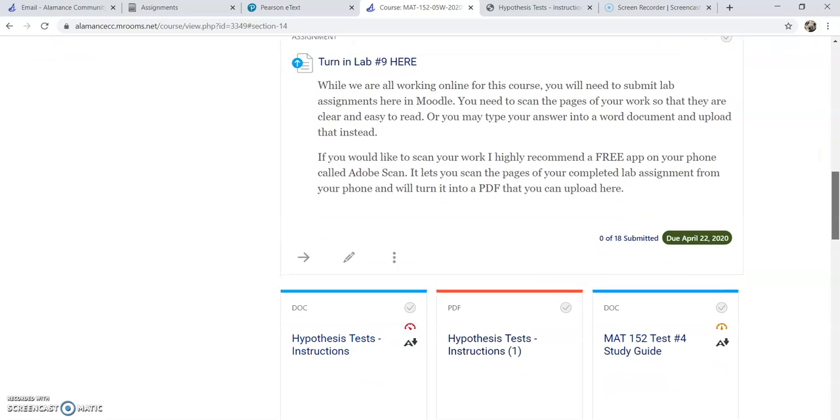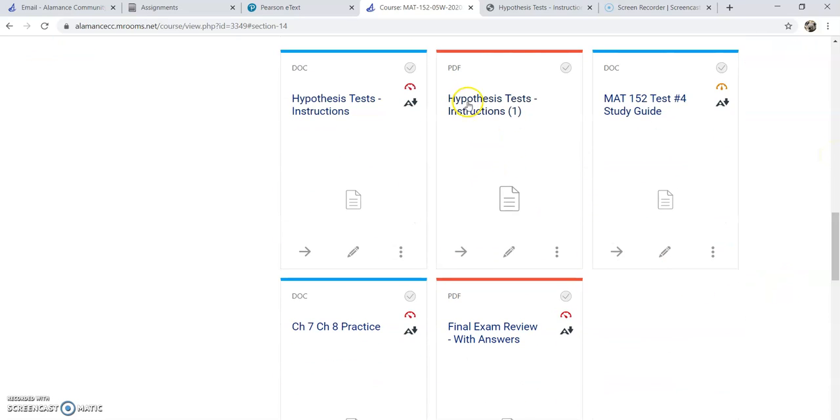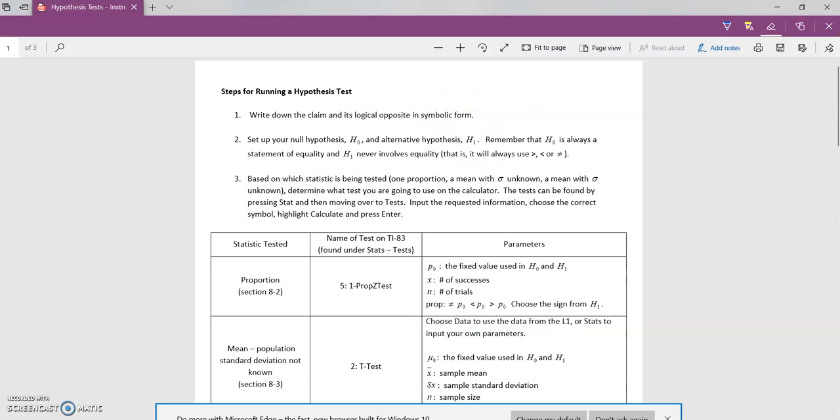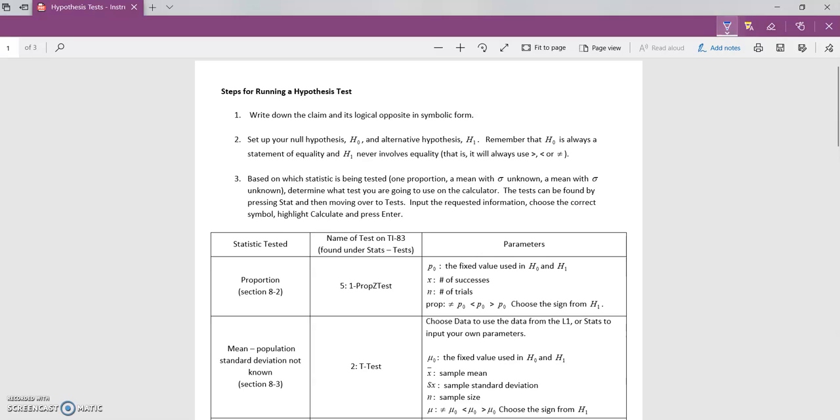Down below where lab number 9 is, you have one that says hypothesis testing instructions. I want you to use this when you're talking about hypothesis testing because it simplifies what's in the textbook. The textbook goes through a couple different methods and different ways to do it, and really you don't need all of that. You just need to focus on one method. And the method that we're going to be using is called the p-value method.